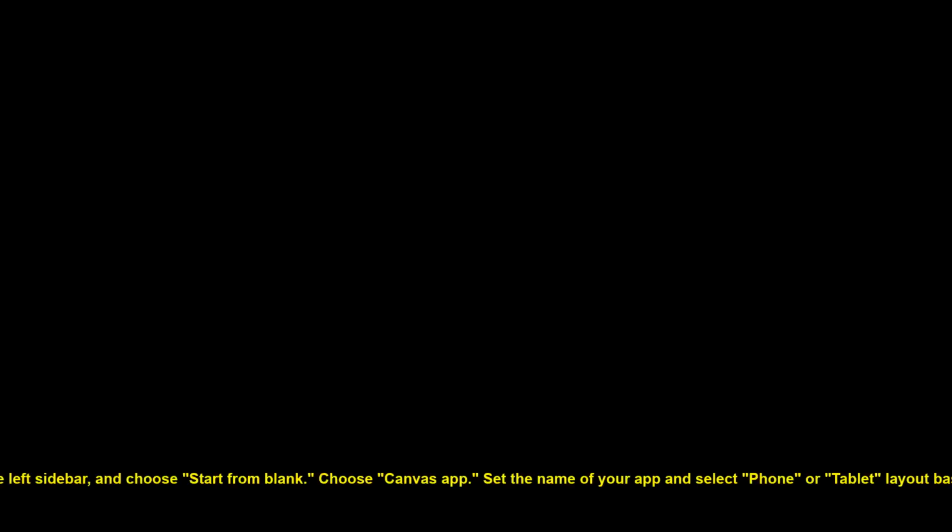Log in with the same Microsoft account. Select Create from the left sidebar, and choose Start from blank. Choose Canvas App, set the name of your app and select phone or tablet layout. Once in the App Designer, locate the left panel and click on Data. Select Add Data to connect your form to Power Apps.